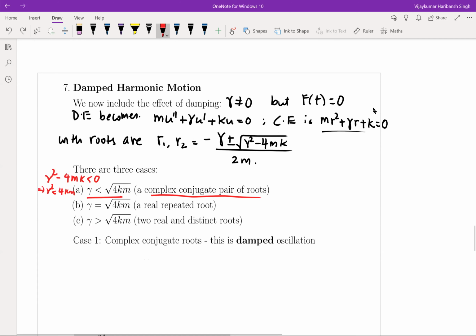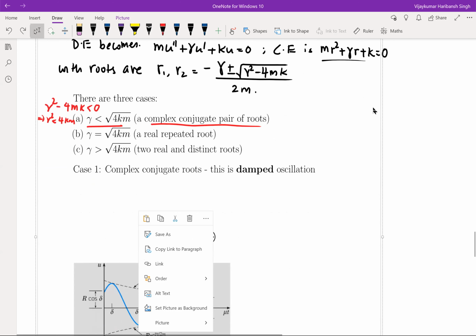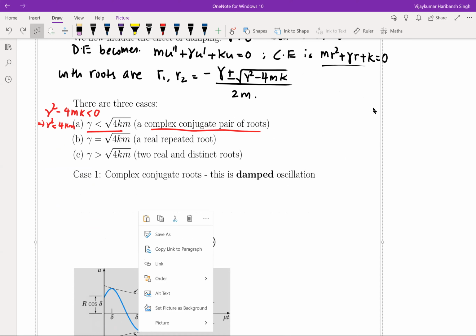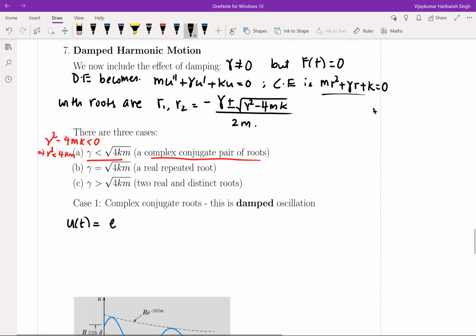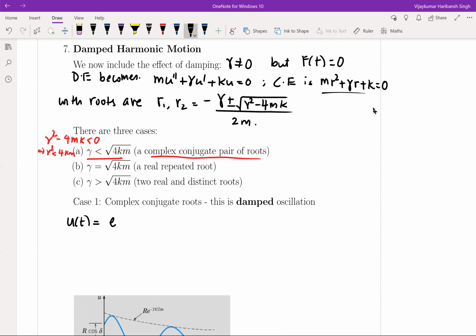So case 1, when we have a complex set of roots. So what do we have when we have complex roots? Then the general solution is given by u of t equals, now how do you write such a complex set of roots? You have e to the power, the real part. What is the real part? Minus gamma by 2m.